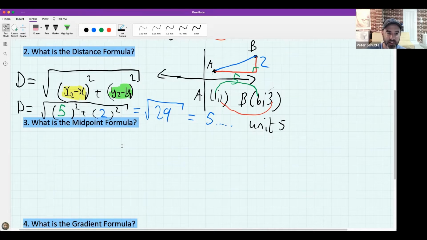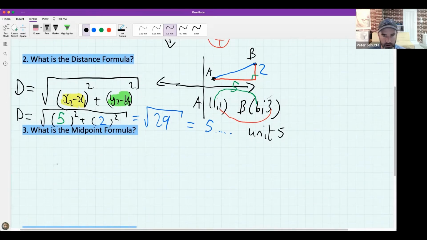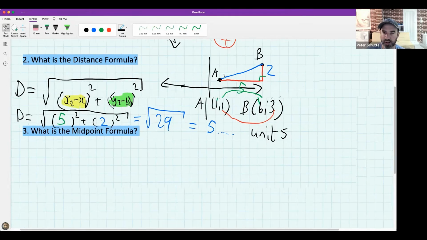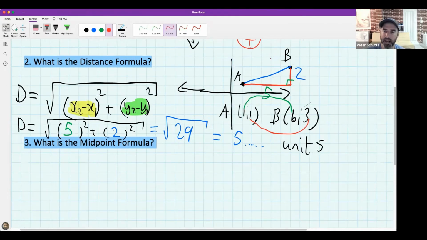Now, another thing that we need to know is something called the midpoint formula. What the midpoint formula does is it measures where the middle is between 2 points. So if I go back to what I was doing before, if I look at A and B, imagine a point C halfway between them. There is a formula that we can use, and I think the majority of you will have seen this, but I'll check in a moment.